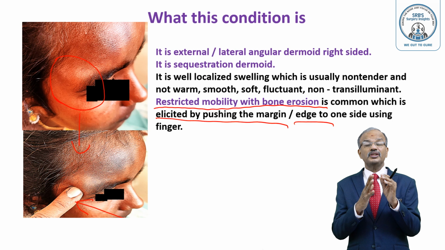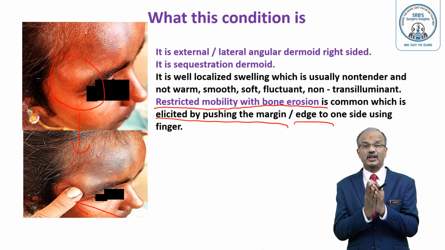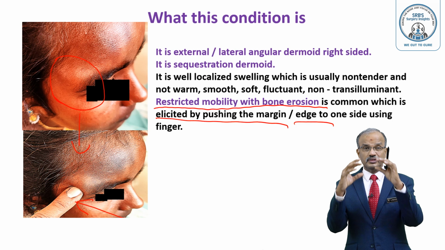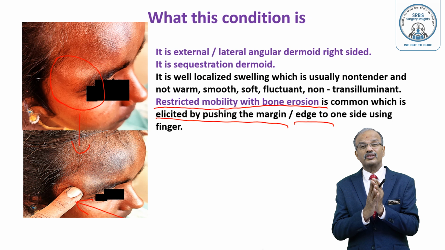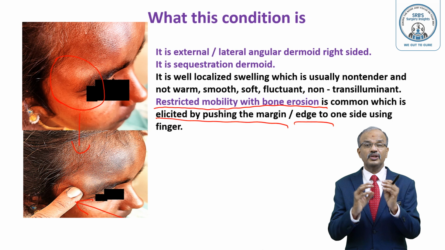Another differential is sebaceous cyst, a subcutaneous swelling arising from the skin. The sebaceous gland gets blocked and the cyst enlarges, often called an epidermal cyst. That controversy I'm not going to discuss here.